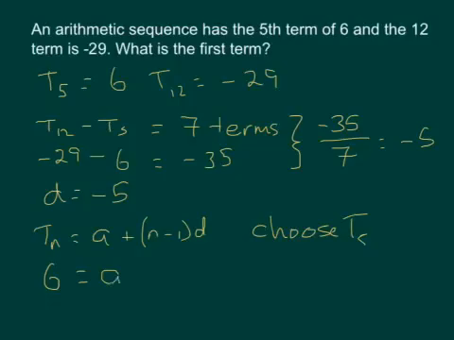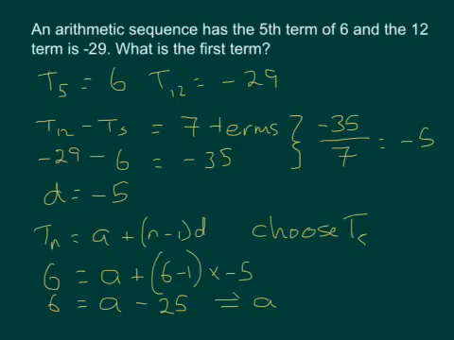6 equals a, we're looking for a, plus 5 minus 1, because we're using the fifth term, times negative 5. Okay? So, therefore, 6 is equal to a plus 5 minus 1, which is 4, times negative 5, which is negative 20. We then move the 25 over to the other side of the equation, so we add 25 onto 6 to get 31, so therefore a is equal to 31, and so the first term is 31. Hopefully that helps you.